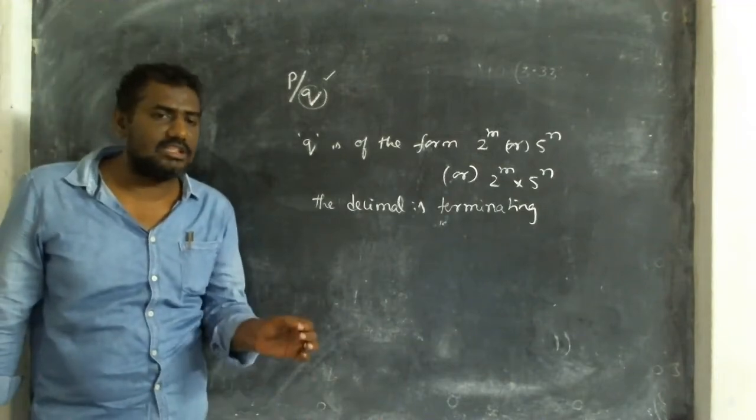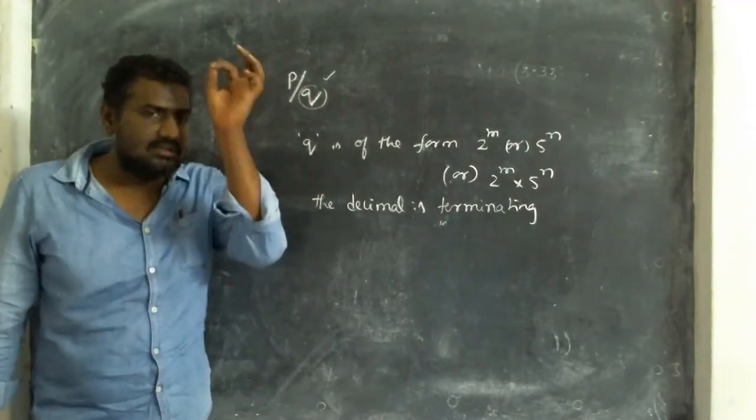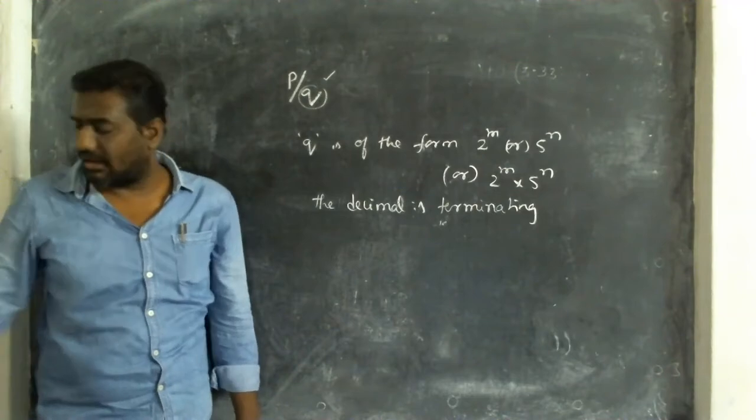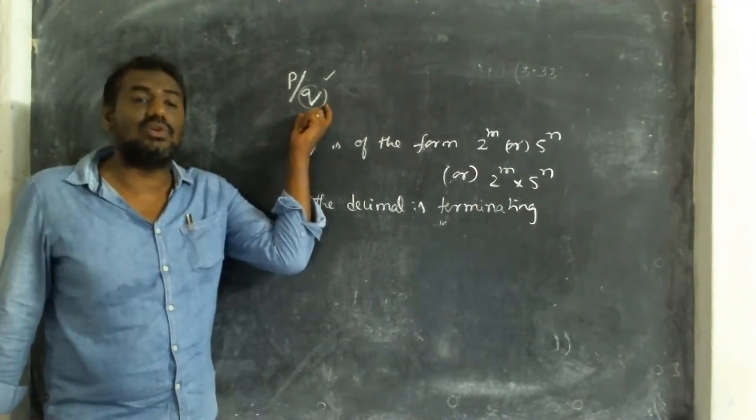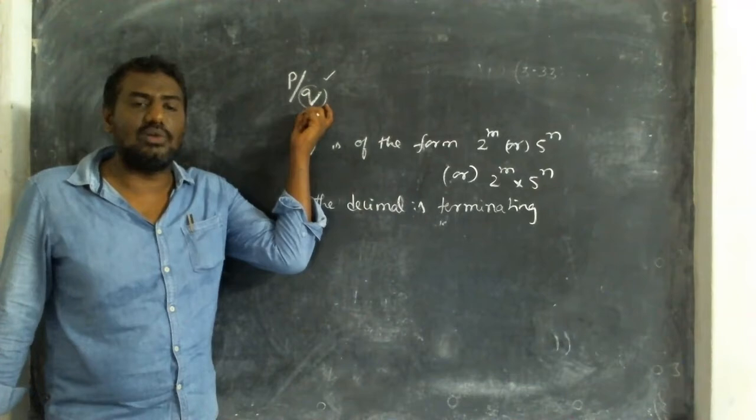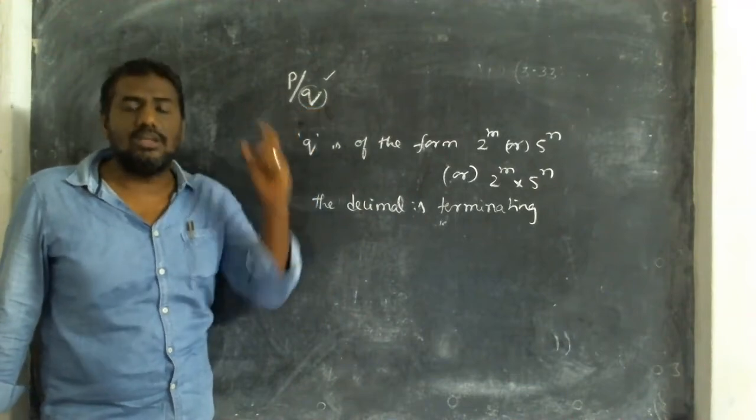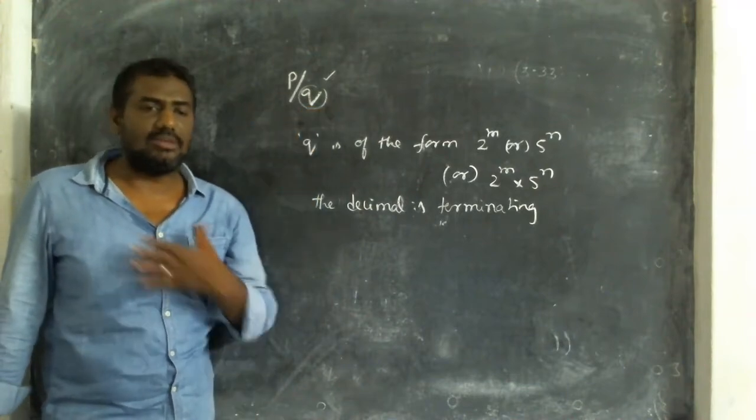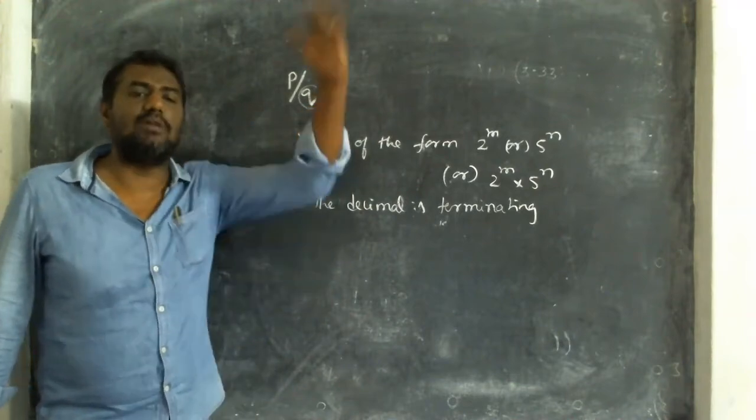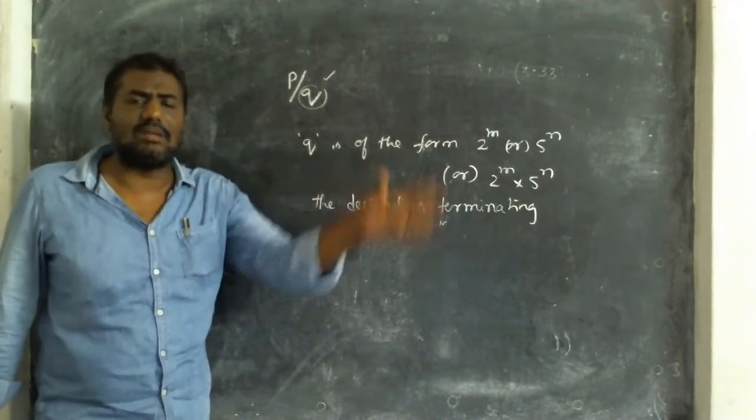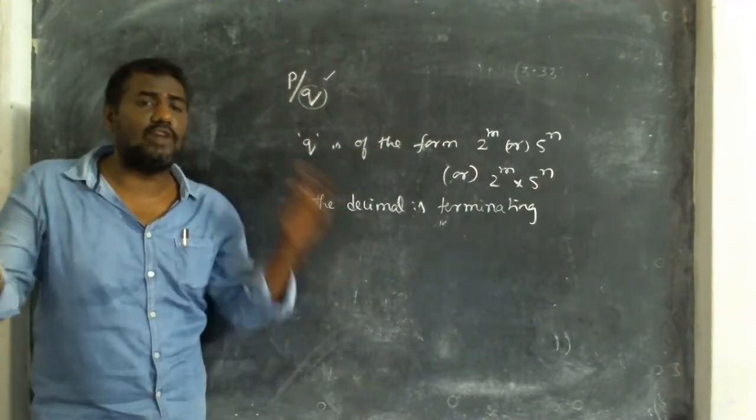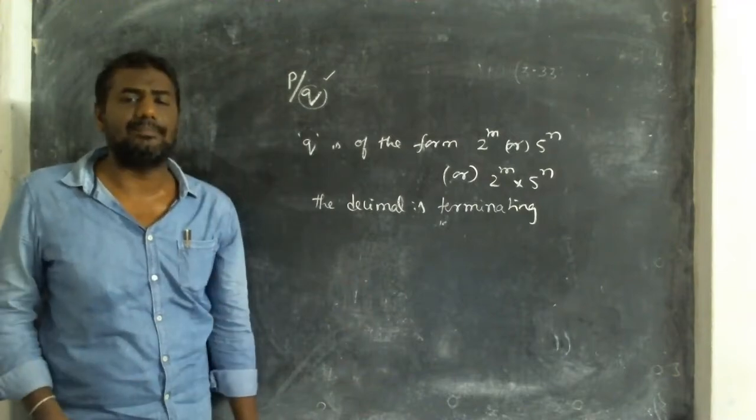Terminating means after the decimal, after some numbers, the number will stop. First I will do the prime factorization of Q, that means of the denominator value. In the prime factorization, if I get only 2 powers, I can say it is terminating. Only 5 powers, I can say it is terminating. If I get both 2 power and 5 power, I can say it is terminating.